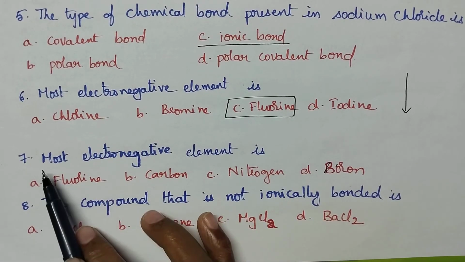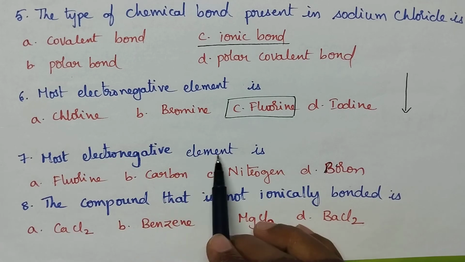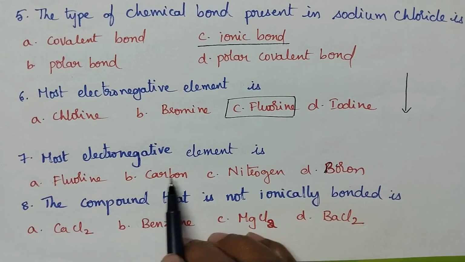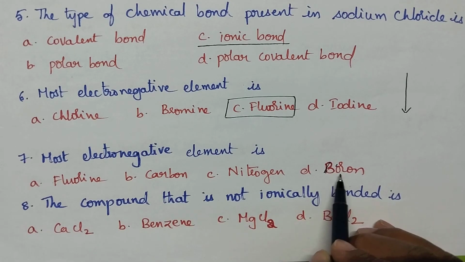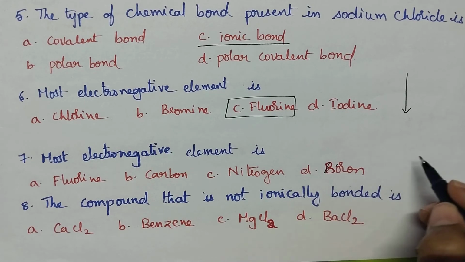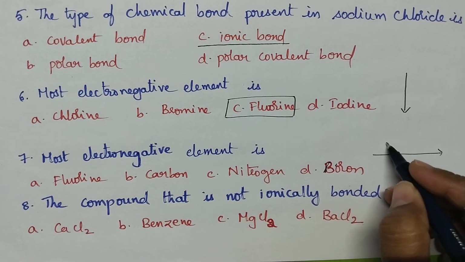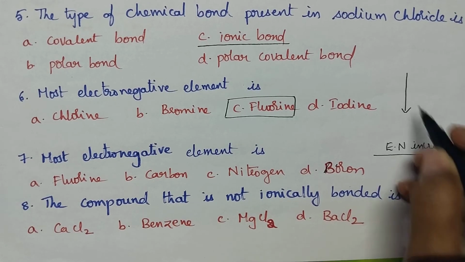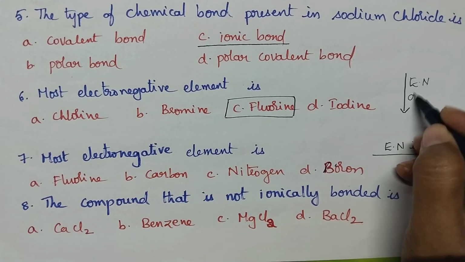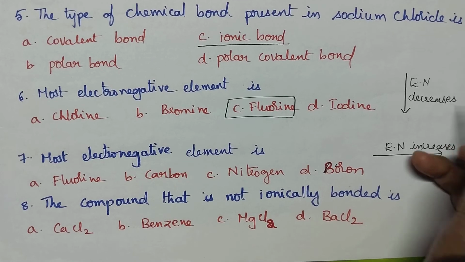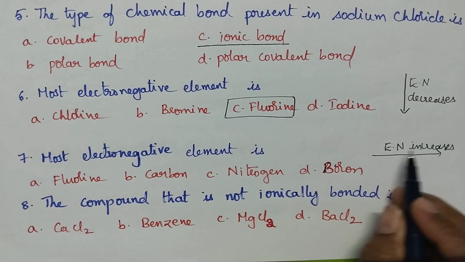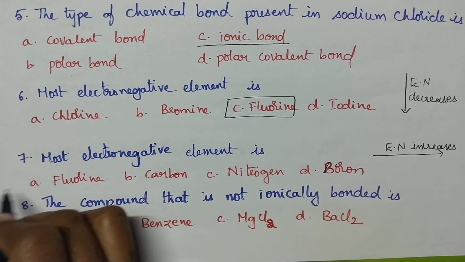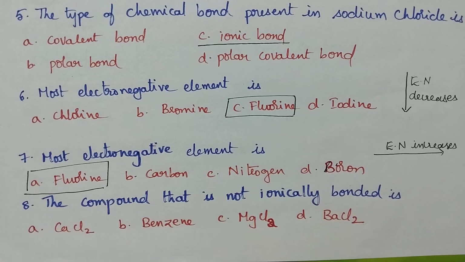Next, coming to the seventh question. Most electronegative element is. So both are one and the same but the options are different. Here fluorine, carbon, nitrogen and boron are given. So they belong to the same period. So in a period what happens? The electronegativity increases. So in a group the electronegativity decreases from top to bottom, but when you consider a period, the electronegativity increases from left to right. So fluorine will have high electronegativity.